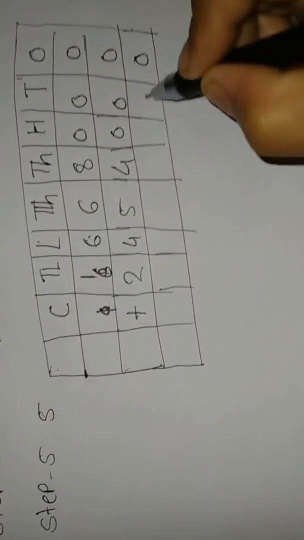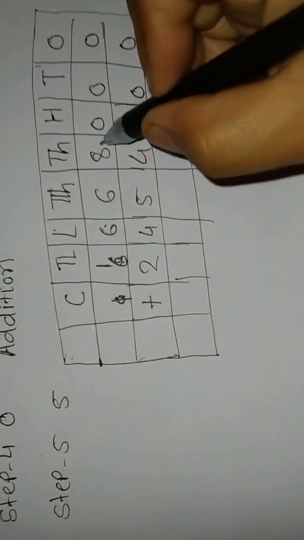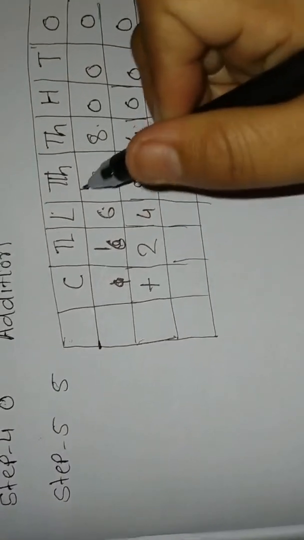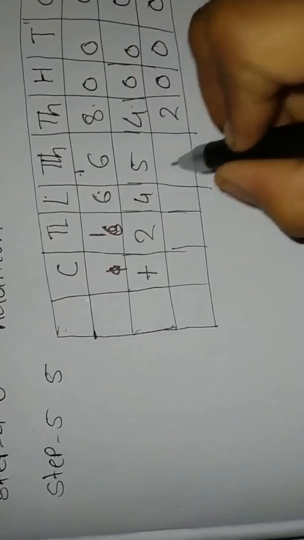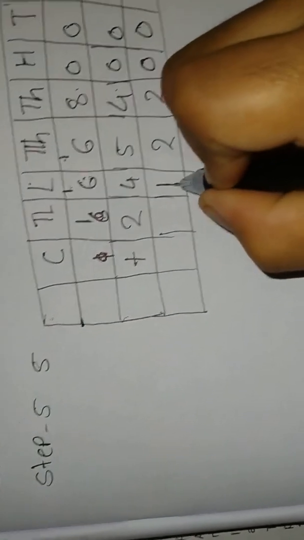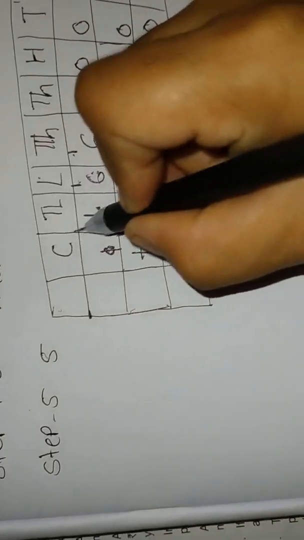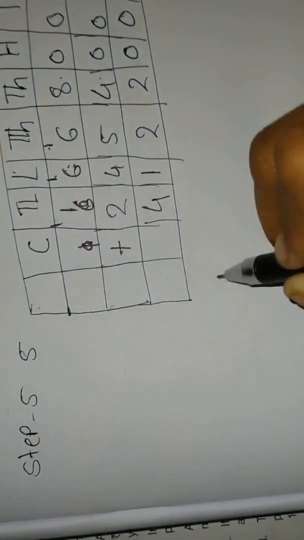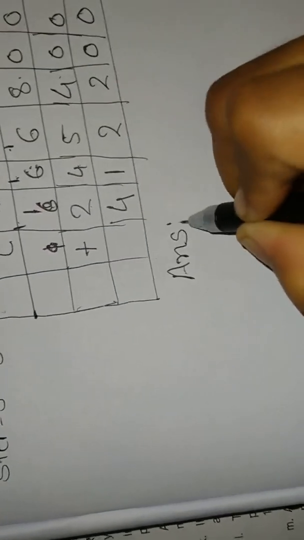0 as it is, 0 as it is, 0 as it is. 8 plus 4, 12, 1 is a carryover. 6 plus 1, 7. 7 plus 2, 12, 1 is a carryover. 6 plus 1, 7. 7 plus 4, 11, we write 1, 1 is a carryover. 1 plus 1, 2. 2 plus 2, 4. So the answer is 4 crore 11 lakhs 12,000.